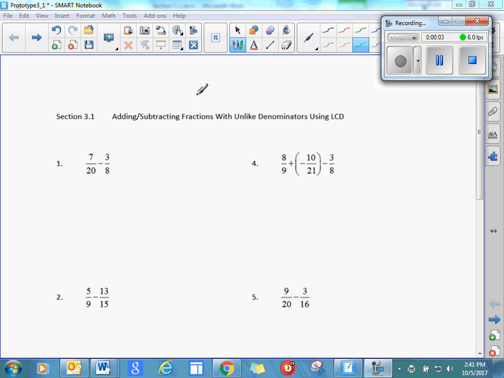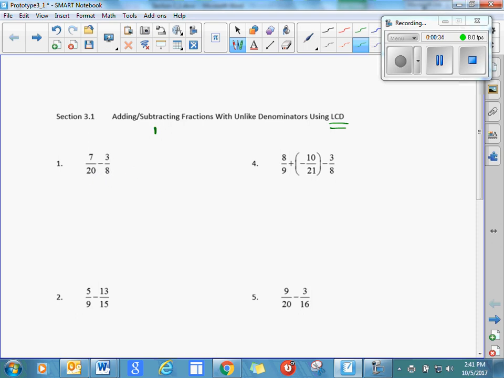Hi guys. Okay, this is a little mini unit on adding and subtracting fractions with unlike denominators using the LCD. So we're not going to use any old common denominator. We're going to find the lowest common denominator. So when you notice that your fractions don't have the same denominators, you're saying to yourself, well, I know I could just multiply 20 times 8 and get a common denominator, but that's too big. We're going to look for the lowest common denominator to use.